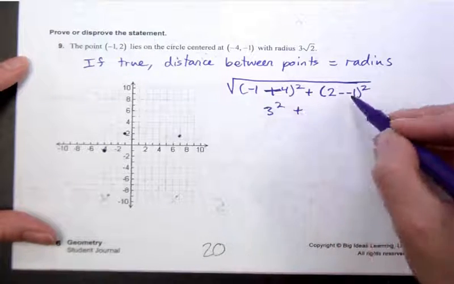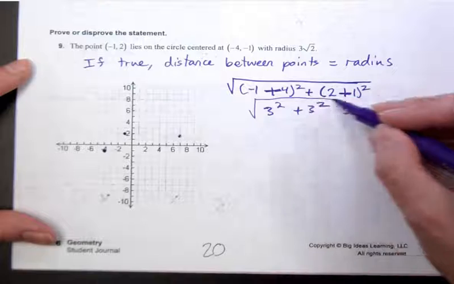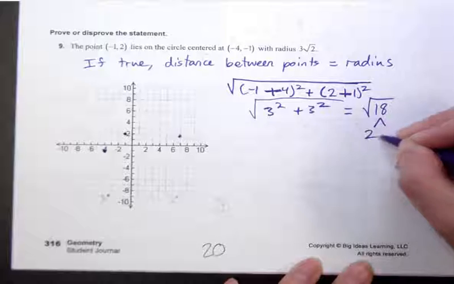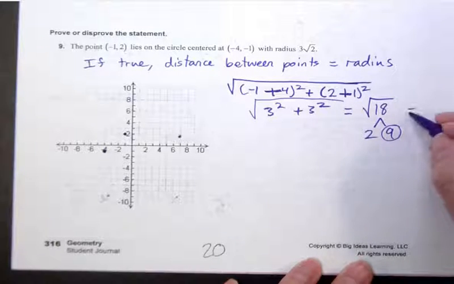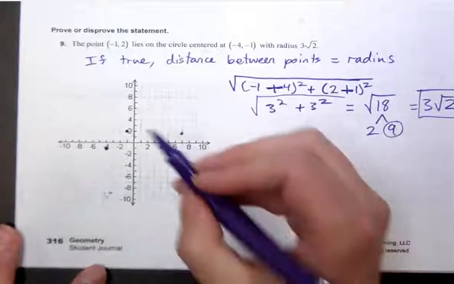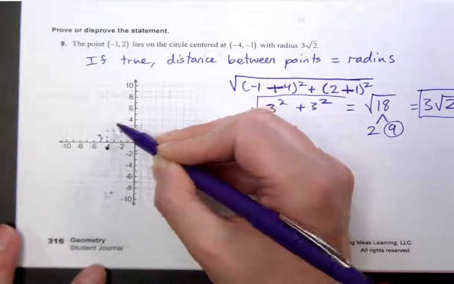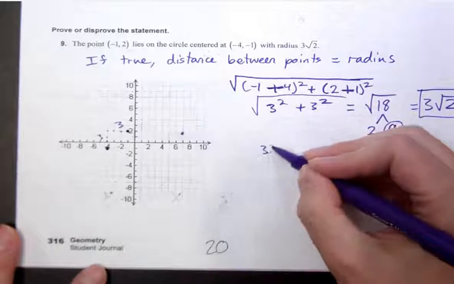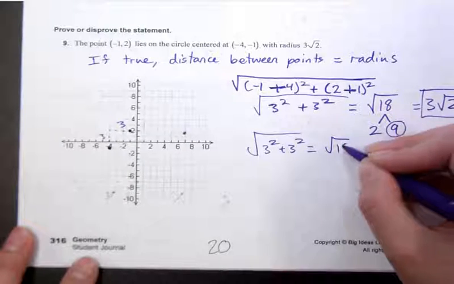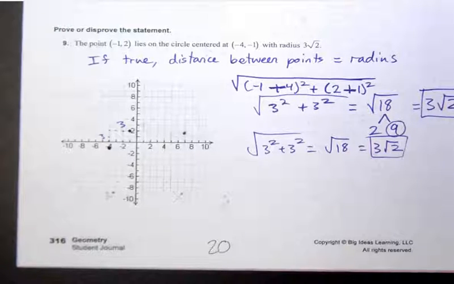So 3 squared plus 3 squared, which equals 18. Square root of 18, does that simplify to 3 root 2? Yeah, 2 and 9, 9's a perfect square, so it equals 3 root 2. If we chose to do Pythagorean theorem, we would just count 1, 2, 3 on this side, 1, 2, 3 on this side, and same thing, 3 squared plus 3 squared equals square root of 18, which equals 3 root 2. Alright, and we're done.